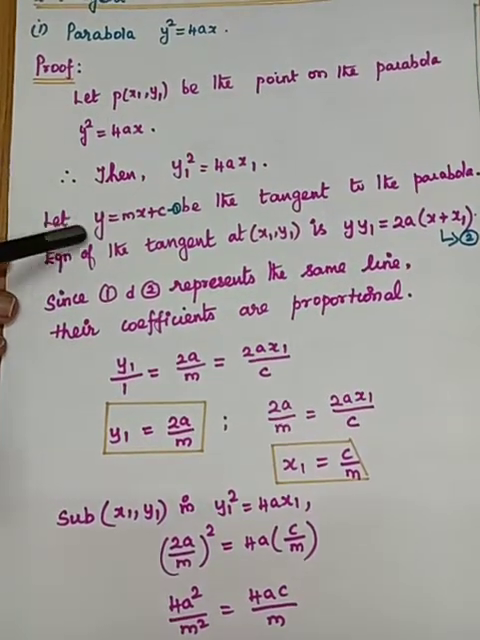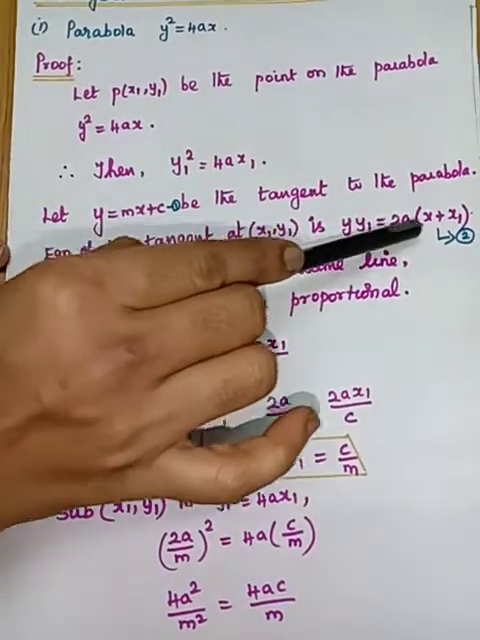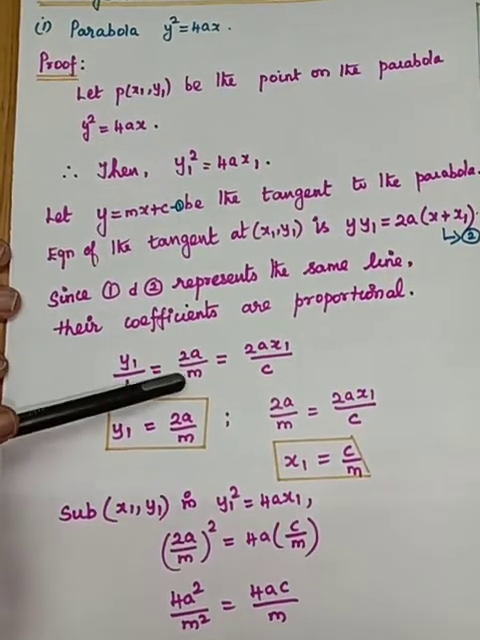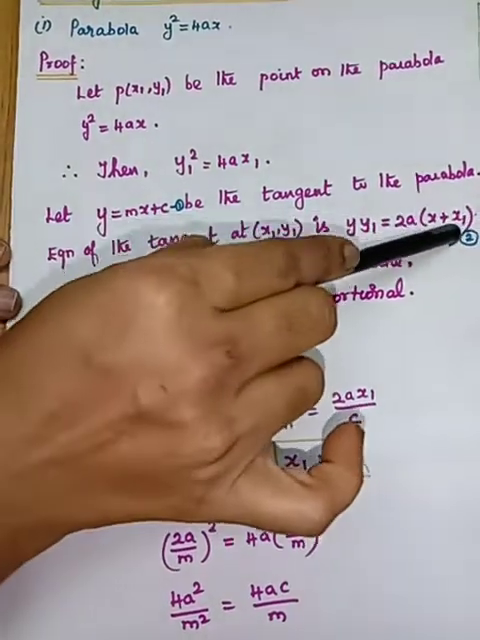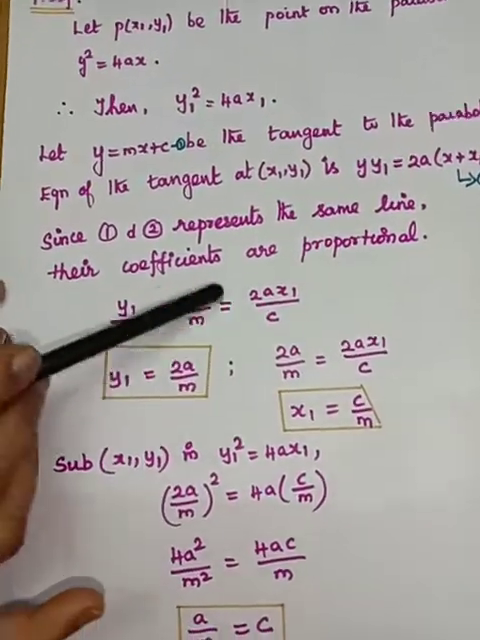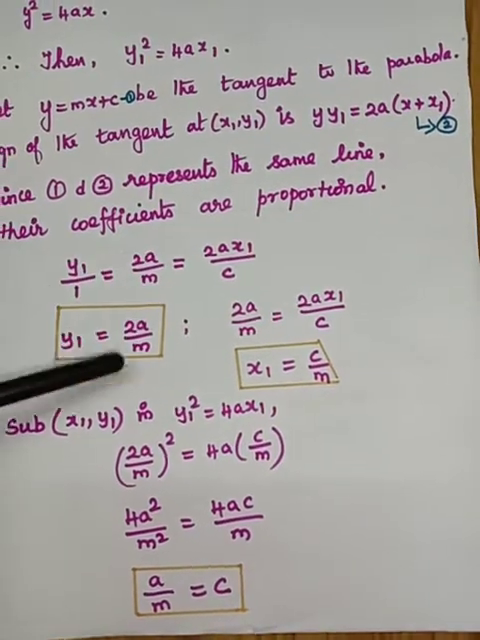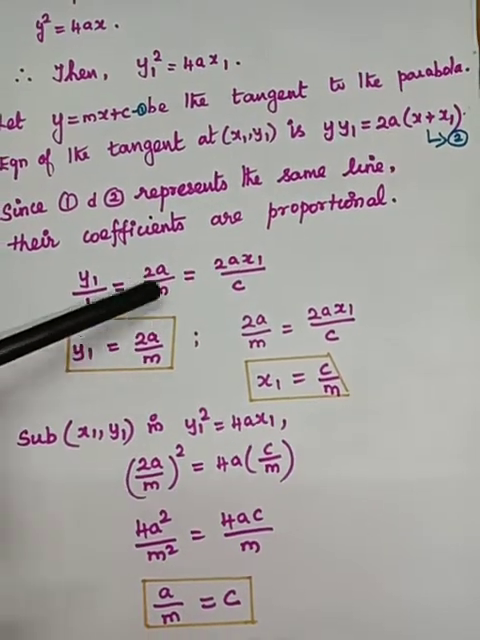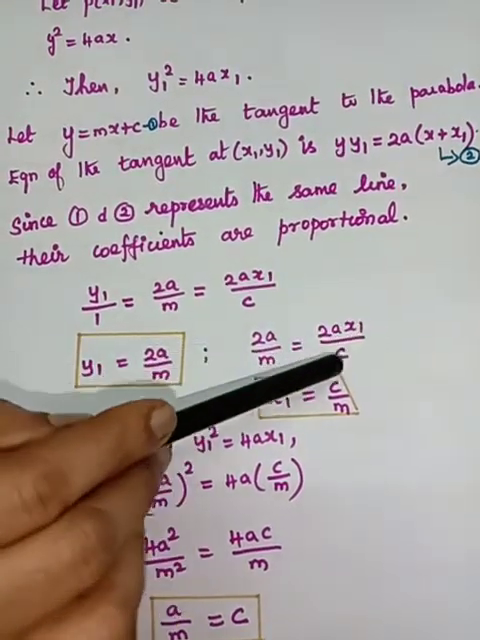In the other equation the y coefficient is 1. So y1 by 1 equals, here your x coefficient is 2a, and here your x coefficient is m, so 2a by m, which is equal to the constants ratio: 2ax1 divided by c. From the first two terms, y1 is equal to 2a by m. Considering the second and the third term, 2a by m is equal to 2ax1 by c.